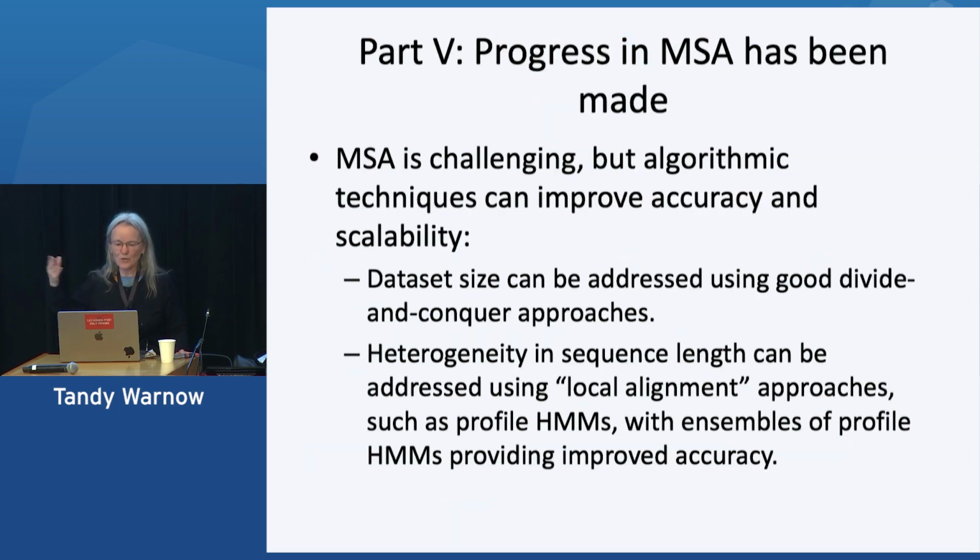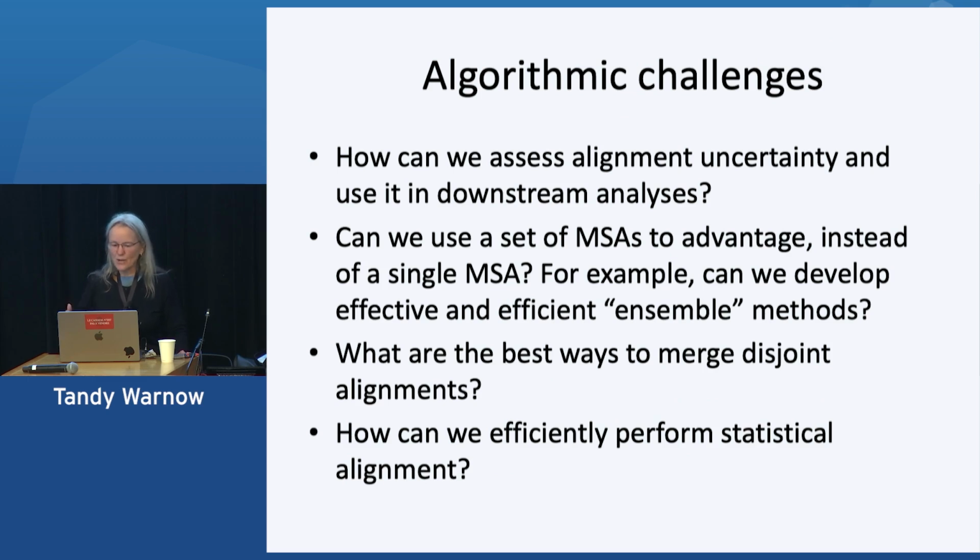So, summary. Progress in alignment estimation has been made. Dealing with large data sets, we know how to deal with large data sets. Dealing with sequence length heterogeneity, we pretty much know how to deal with that. But there's a bunch of questions. How do you assess alignment uncertainty, right? Because if you can use that alignment uncertainty, it could help maybe in downstream analyses. How to use a set of alignments instead of one point estimate? Do you want to keep the set or just use it to get a point estimate?